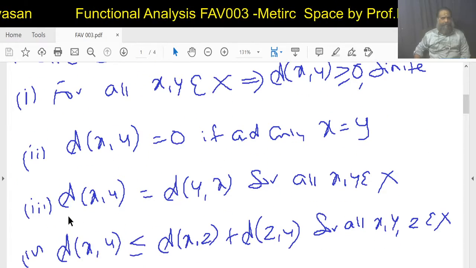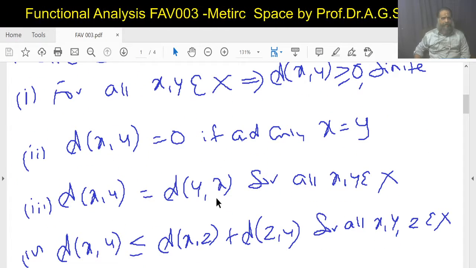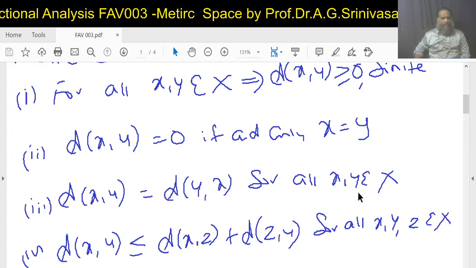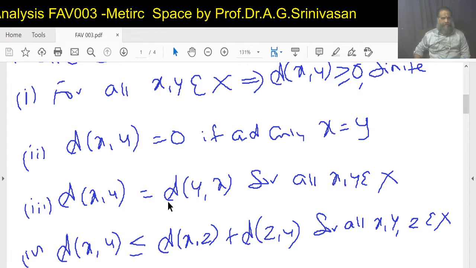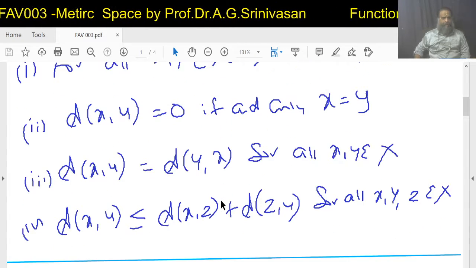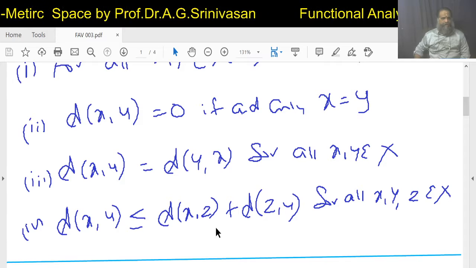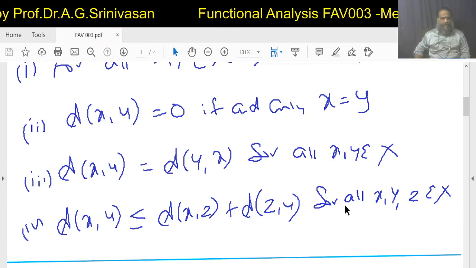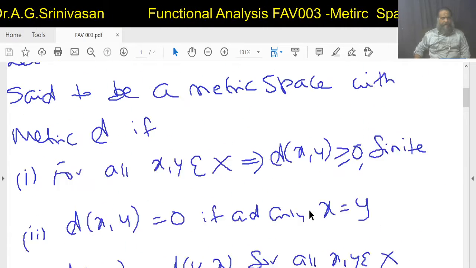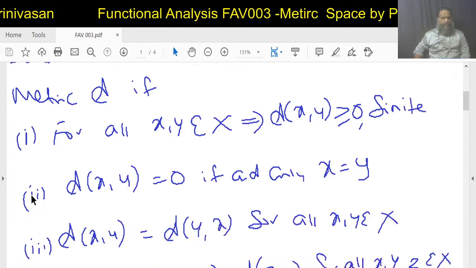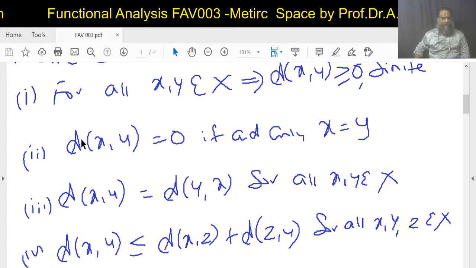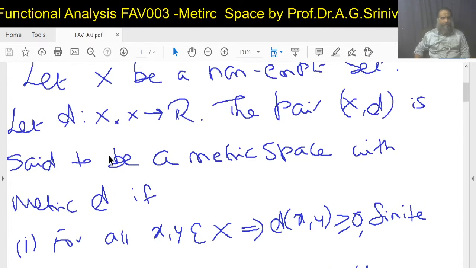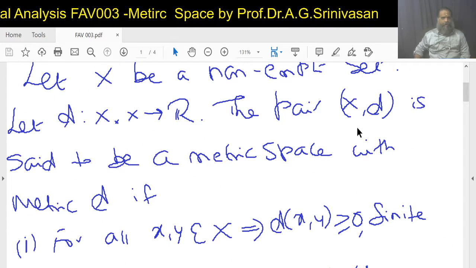The third axiom, D of x, y is equal to D of y, x for all x, y belongs to X. This is called the symmetric property. Fourth, D of x, y is less than or equal to D of x, z plus D of z, y for all x, y, z belongs to X. So any D satisfying these four axioms is called a metric, and (X, D) is called a metric space.